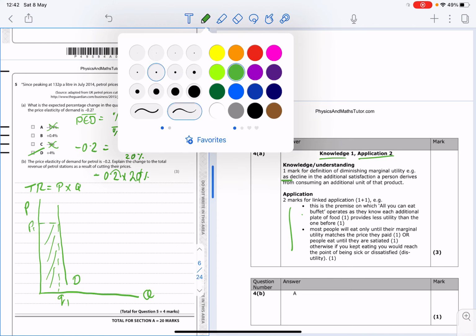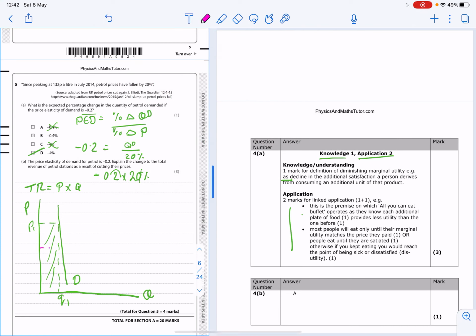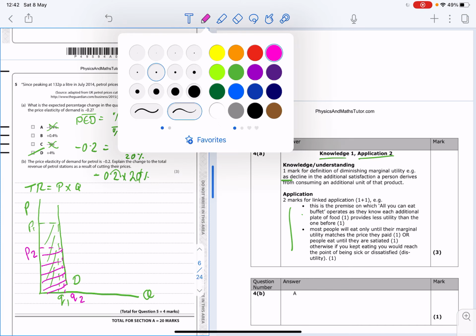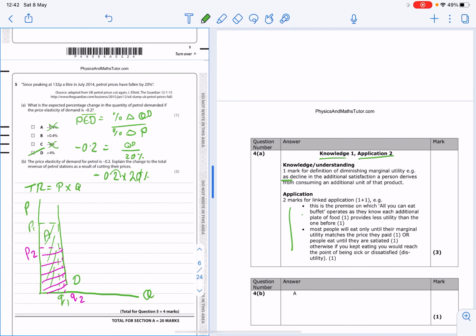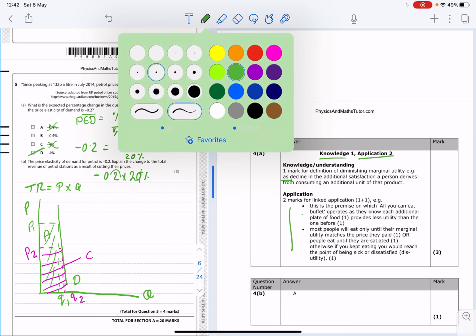If we cut our prices, what you can see is price has fallen to P2, quantity is increased, but quantity is only increased by a very small amount. The total revenue is now the area under the pink. So what's happened is you've lost this green bit at the top, let's call it area A, but you've gained this tiny little pink bit, call it C. A is bigger than C, so overall total revenue is going to fall.